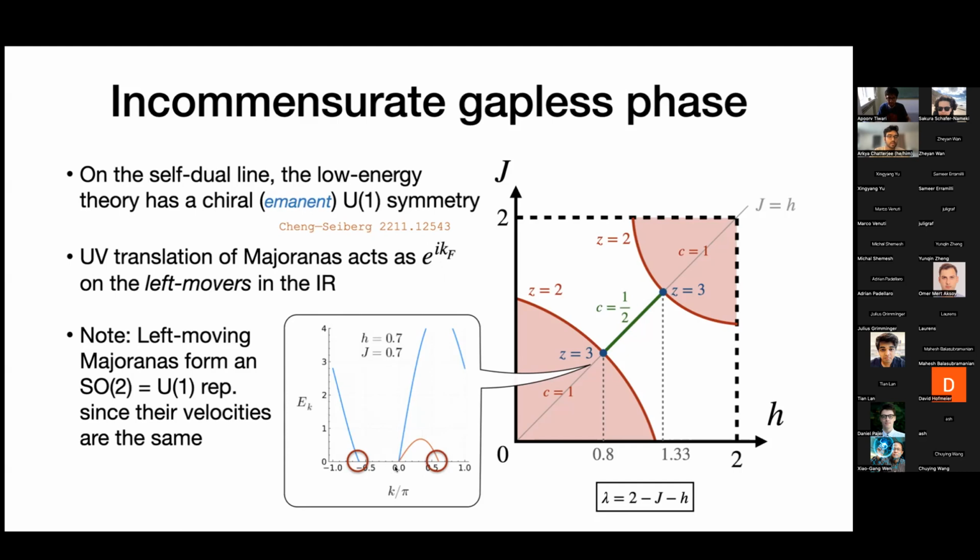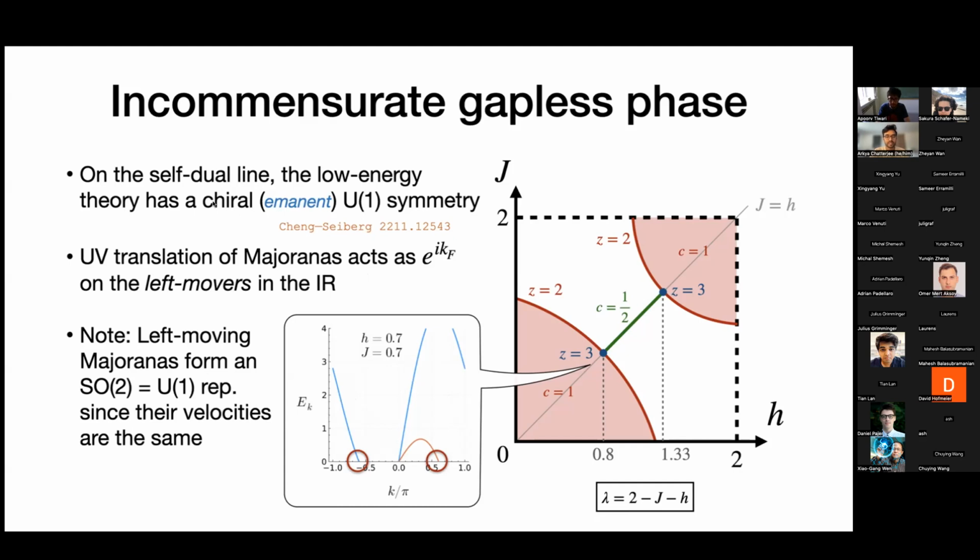So there's no phase on these. So they act only on the left movers. There's two left-moving modes. They form an SO(2) rep, same as U(1). Note that their velocities are the same, so it makes sense to combine them into the same SO(2) rep. And so this U(1) symmetry acts only on the left movers, which is why I'm calling it chiral. And the claim is that this is anomalous.